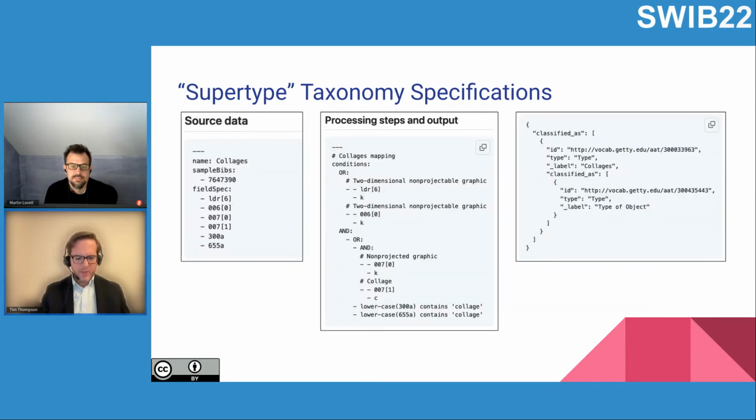And each specification in the crosswalk has a basic three-part structure, as on this slide, which shows the mapping for the collage category. There's a source data section that includes an embedded snippet of YAML code, followed by a series of processing steps that include instructions for implementing the transformation. For the supertype specifications, those steps are also expressed as YAML and encode a set of conditions for extracting data from different parts of a MARC record.